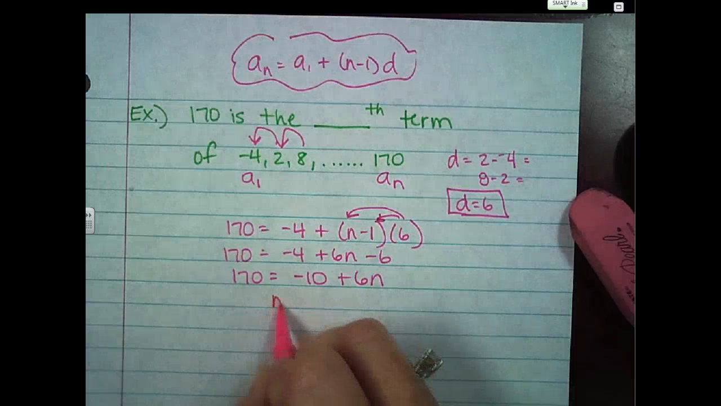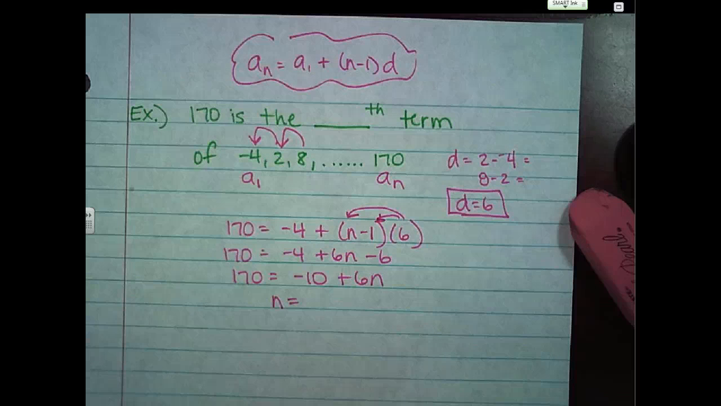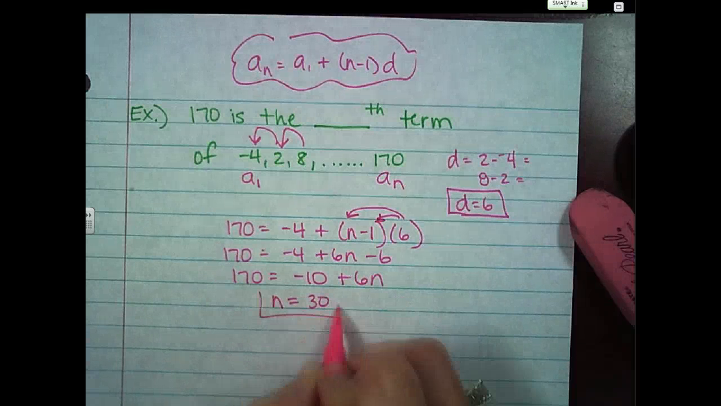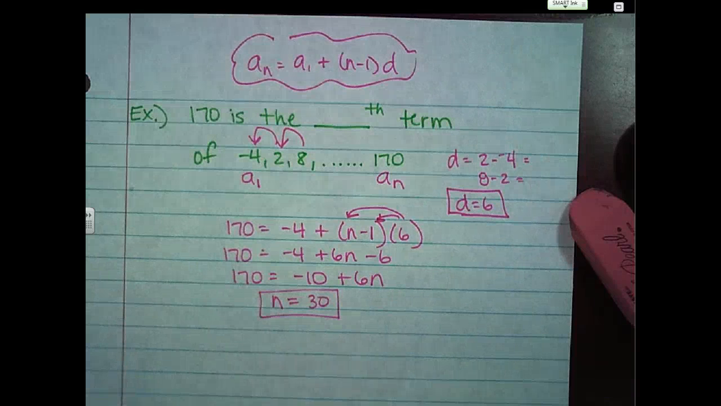So what did n actually equal? What term number is 170, you guys? 30. Excellent. Any questions about what I did? Nobody? Everybody's okay? All right, then we're going to move to a different one. Here's your next one.